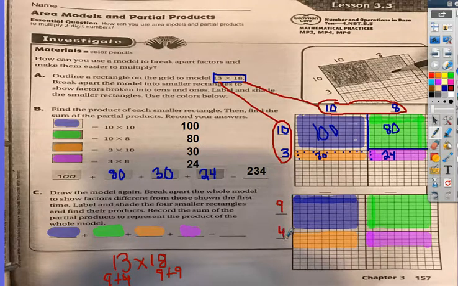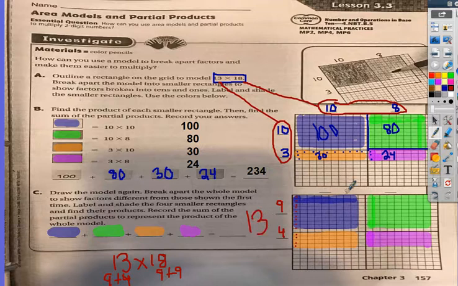So in the picture, I have down 9. 1, 2, 3, 4, 5, 6, 7, 8, 9. And then over here, I have 1, 2, 3, 4 in a different color. Okay, so that was 13 on this side.